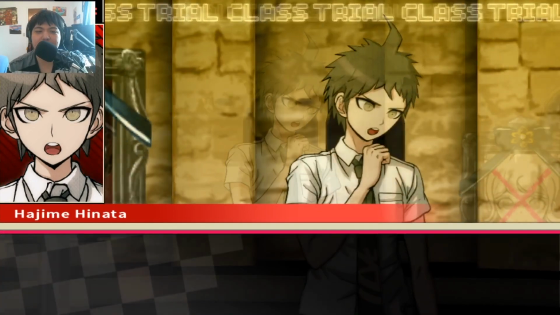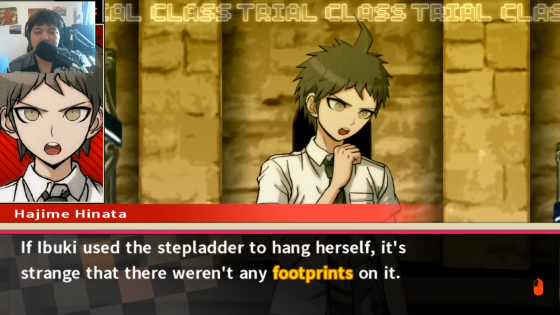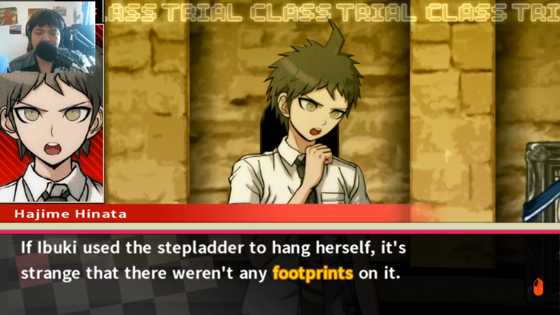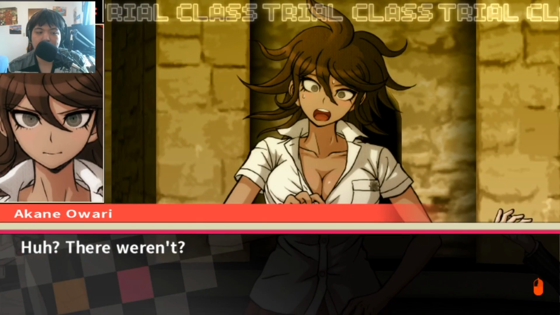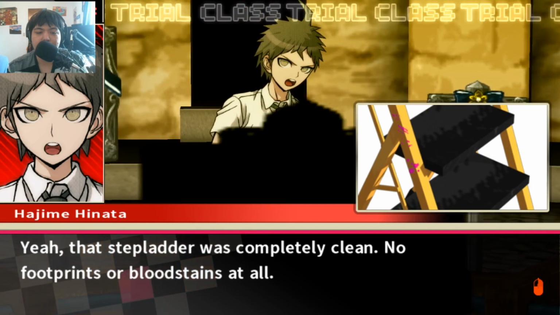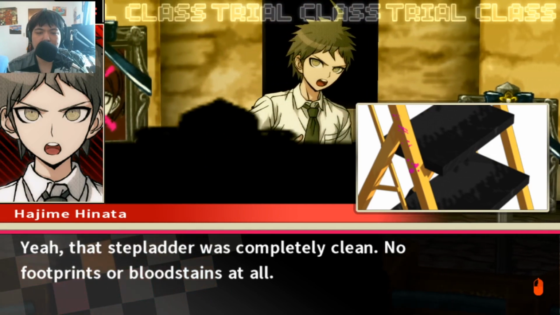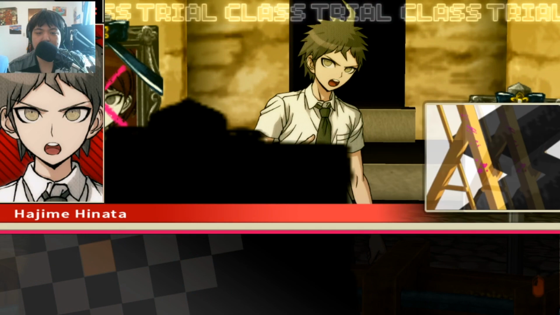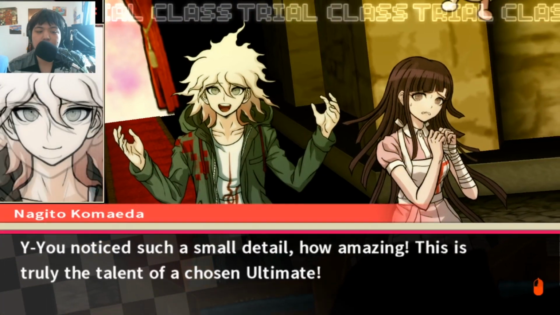If Ibuki used the stepladder to hang herself, it's strange that there weren't any footprints on it. Huh? There weren't? Yeah, that stepladder was completely clean. No footprints or bloodstains at all. Only the left side had blood on it. Did you notice such a small detail?